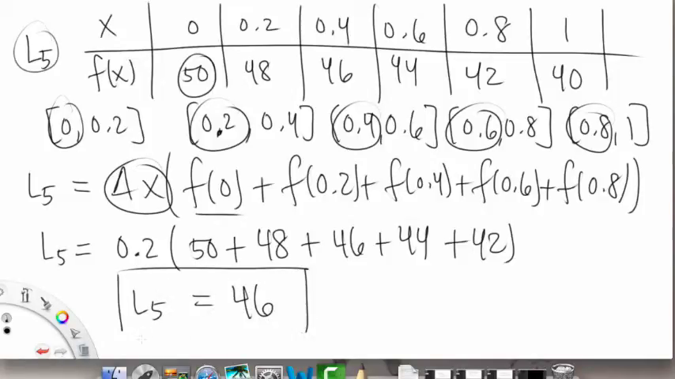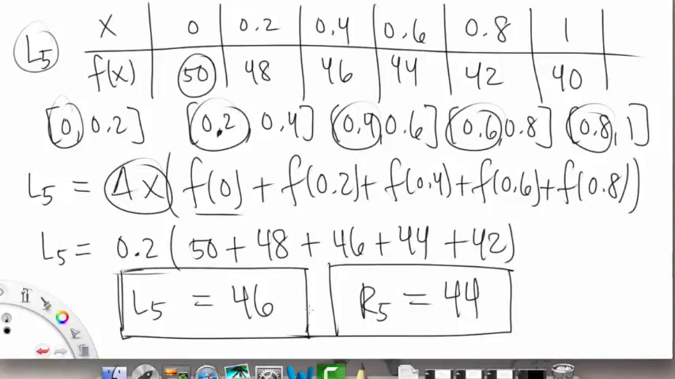So this approximation, even though we had the same sub-intervals and the same function values, was a little bit higher because we measured it using the left endpoints as opposed to the right. And just as a reminder, our R sub 5 was equal to 44.